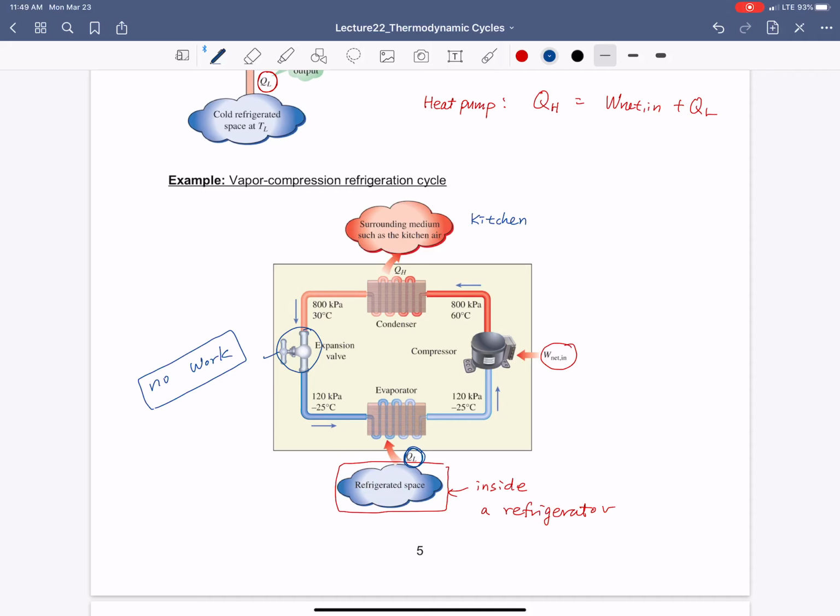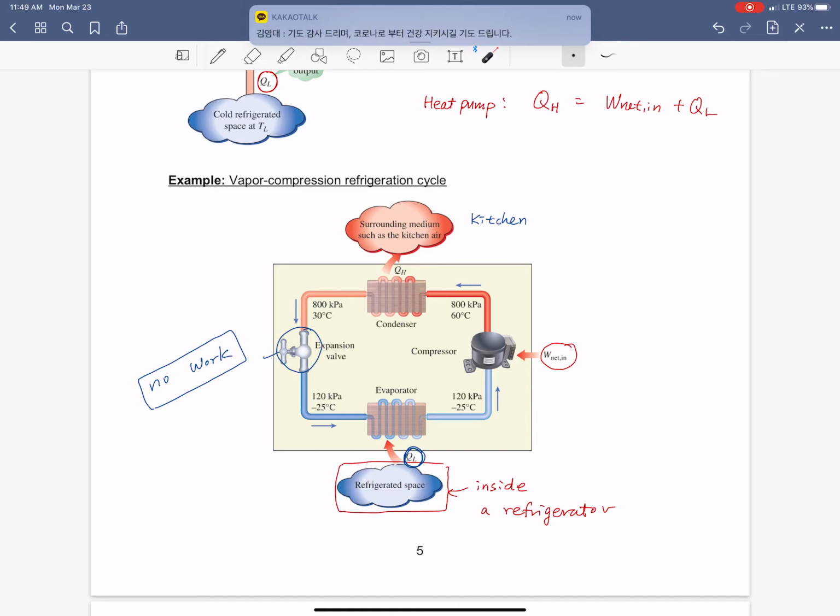Then this cold refrigerant goes to the evaporator. This refrigerant evaporates, and in order to evaporate, it needs heat input, and this heat input is taken out of the refrigerator space. Then after evaporation, the refrigerant goes back to the compressor. We are going to discuss a lot about the details of how we run this refrigeration cycle, but that is what it is. Okay.